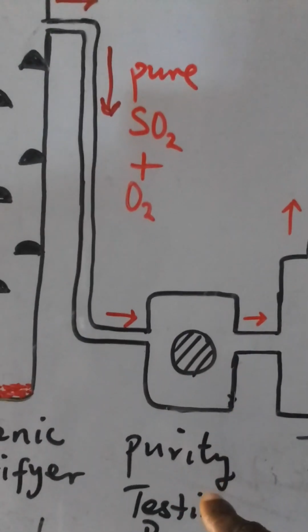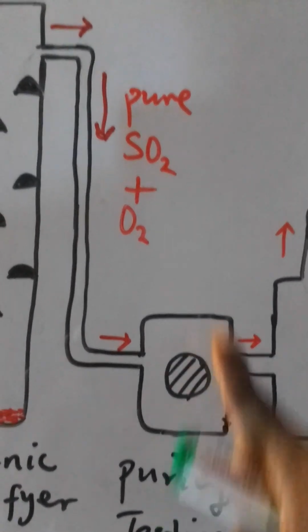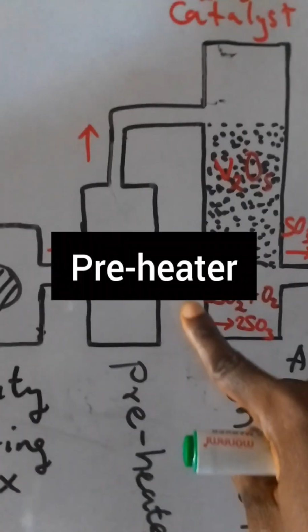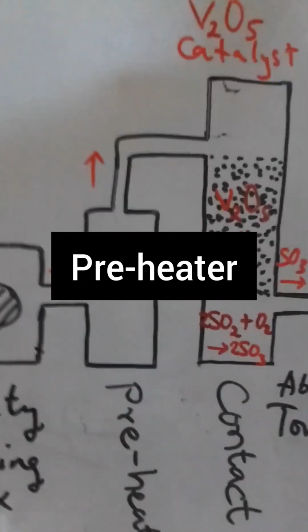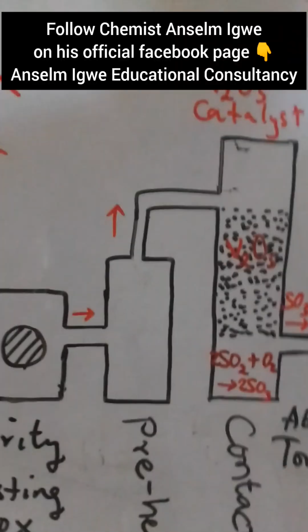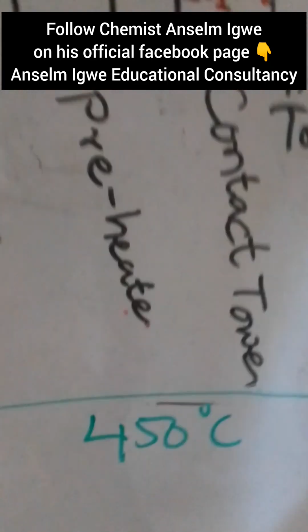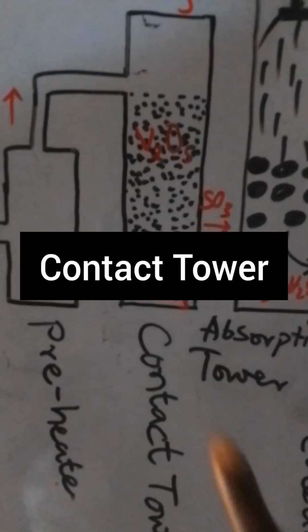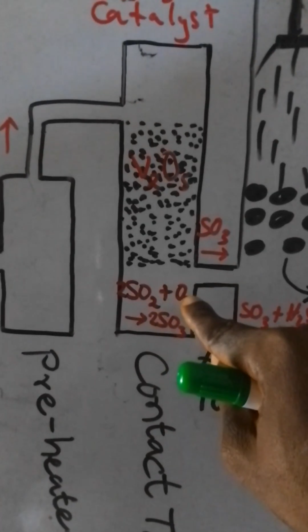And what happens is that sulfur 4 oxide plus oxygen, which is even part of the impurity, will enter a preheater. This is where it is heated to the proper temperature, which is 450 degrees Celsius, required for the reaction. Now, when they enter the next chamber, which is called the contact tower, the sulfur 4 oxide will combine with oxygen immediately it comes in contact with vanadium 5 oxide catalyst.